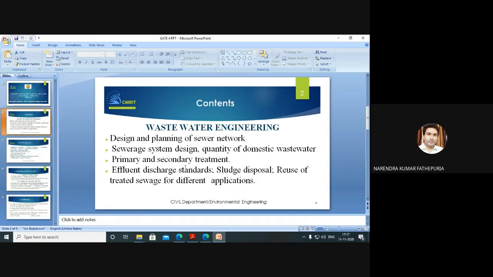So there are two things in wastewater engineering. One is the sewer network design. Once you design a sewer network, then you have to take this water to the respective sewage treatment plant. Then we'll talk about the complete treatment components of sewage treatment plants, like preliminary, primary, and secondary treatments, followed by miscellaneous treatment and the discharge treatment also. So what we'll be covering here: sewerage system design, quantity of domestic wastewater, primary and secondary treatment, effluent discharge standards, sludge disposal, and reuse of treated sewage for different applications.